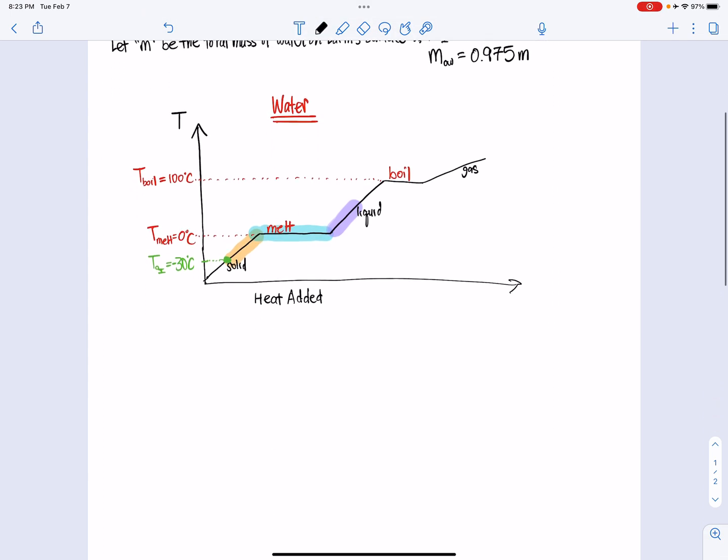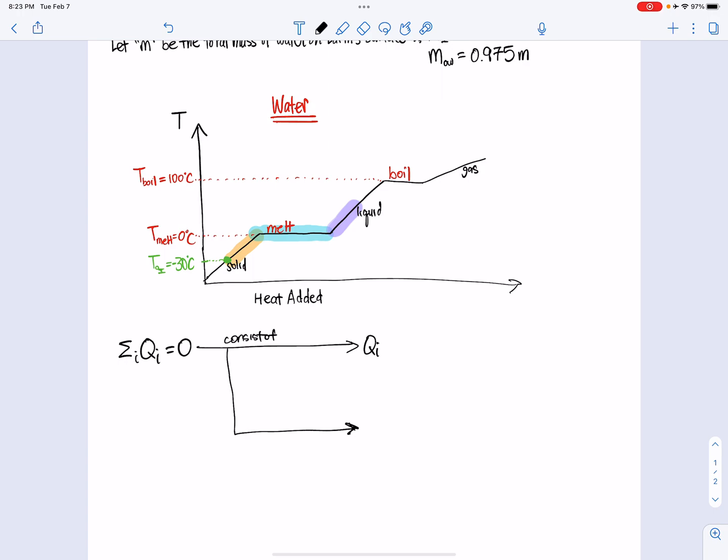So we also know that in calorimetry, the sum of all heat transfer equals 0. And that consists of two things. The first one is the heat transfer due to a temperature change within the same phase. So that's Qi is equal to the mass times the specific heat times the change in temperature.